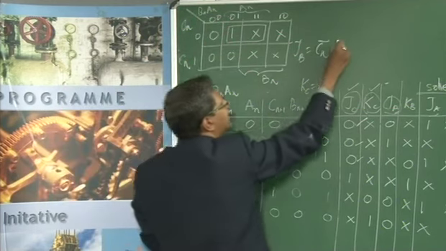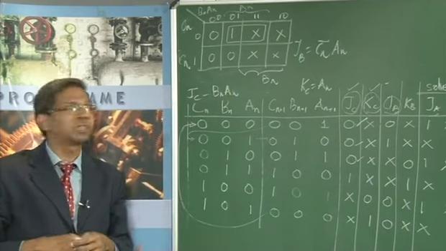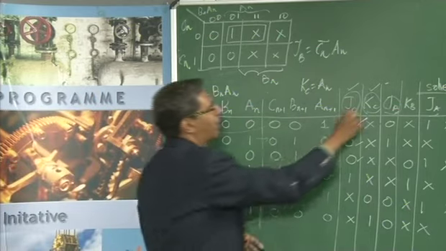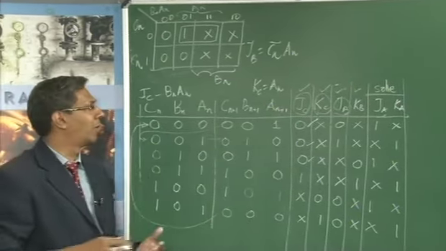Okay, so it is going to be Cn bar and An. So that is going to be the expression for your Jb. Finally, we will now do it for Kb. So this is going to be the last block that we are going to draw.